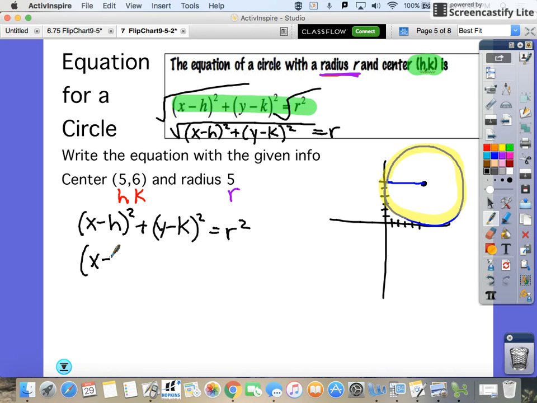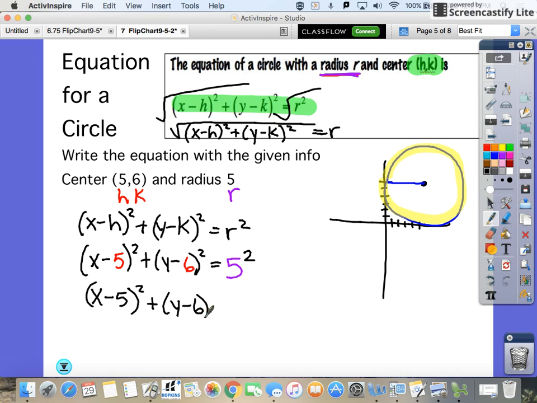x minus h is 5 squared plus y minus k is 6 squared equals 5 squared. So our final equation would be x minus 5 squared plus y minus 6 squared equals 25. Fair enough?